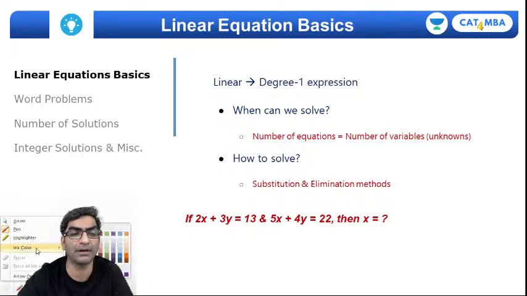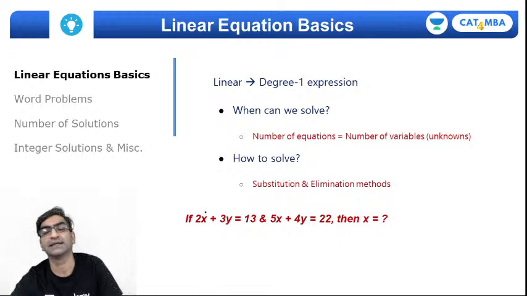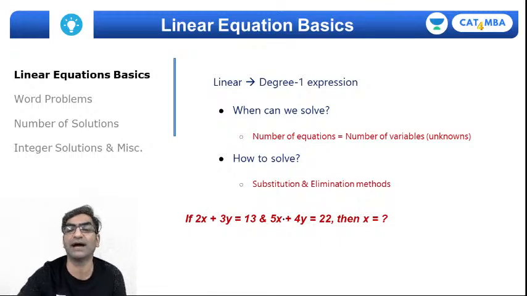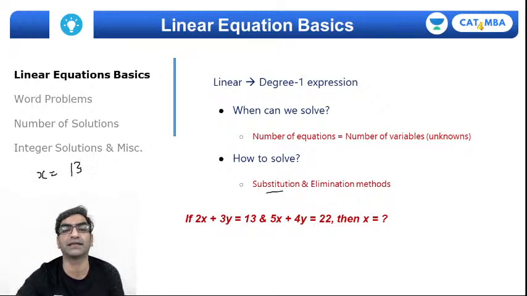Let me quickly grab a pen. Yes. So x and y, the two variables, you have these two equations. Substitution में क्या करेंगे? x का value निकाल लेंगे पहले equation से. That's (13 minus 3y) divided by 2. You take this and you substitute it in the other equation, right?